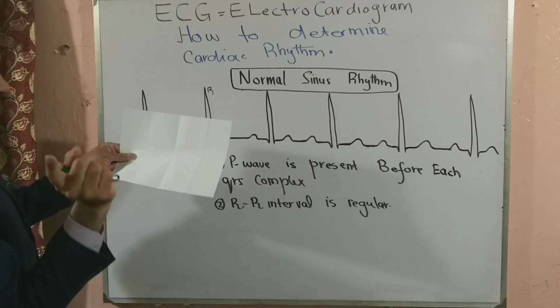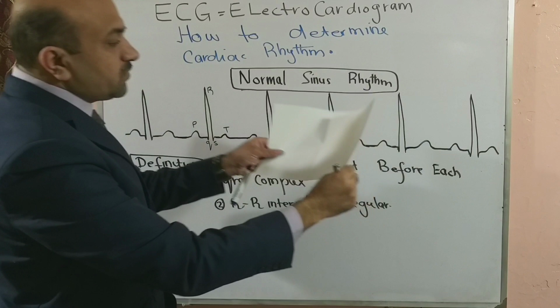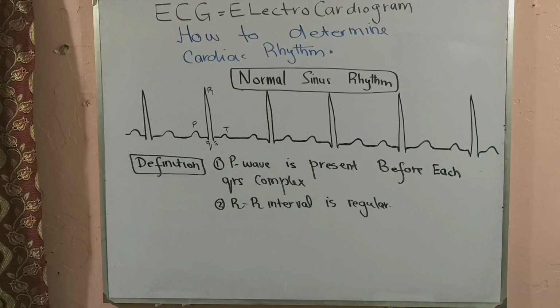You can take a piece of paper, mark the duration between two R waves, and then place it on the rest of the ECG. That will show you that R to R interval is regular. So the definition of the normal sinus rhythm is P wave should be present before each QRS complex. This is P, this is P, this is P, this is P, this is P. And R to R interval should be regular. If there is no R wave somewhere, for example in leads V1, V2, that have a very small R wave and a deep S wave, then you can compare the duration of one S from the other, and that will be regular. So this is the definition of the normal sinus rhythm.